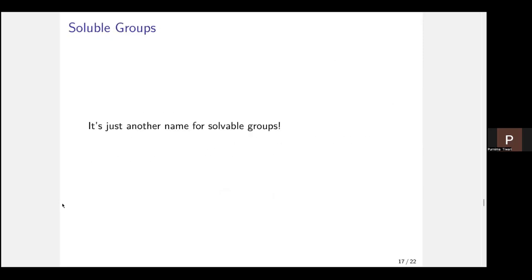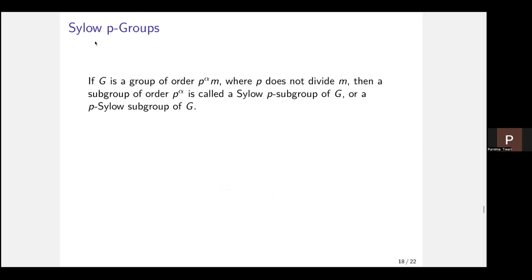Let's get to Sylow p groups. Now, consider a group G of order p to the power alpha times m, where p does not divide m. So let's say we consider a group of the order 2 to the power 3 into 3. Now clearly 2 does not divide 3. Then a subgroup of order p to the power alpha is called a Sylow p subgroup of G.